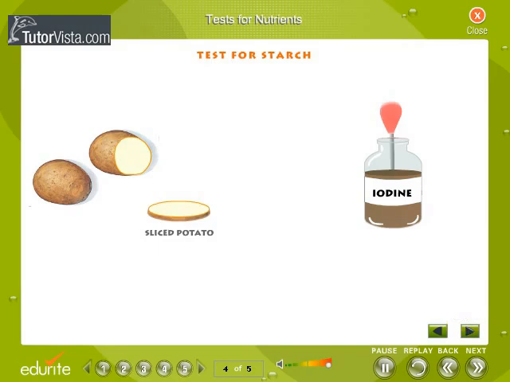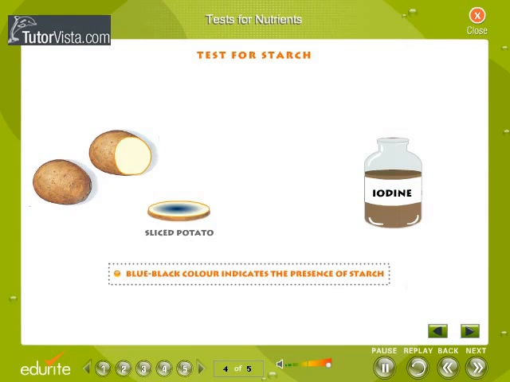Test for starch. When a few drops of dilute iodine solution is added to either starch powder or a food rich in starch, the blue-black coloration obtained indicates the presence of starch.